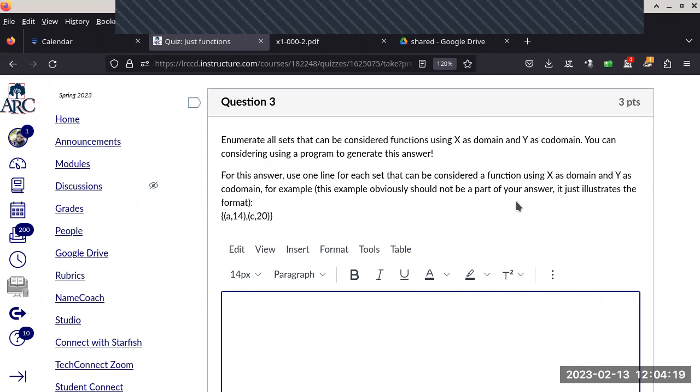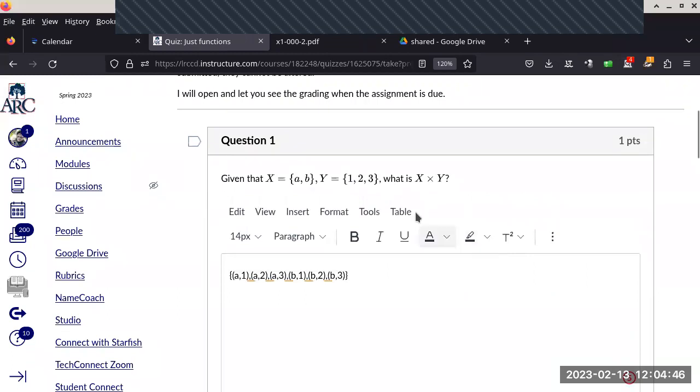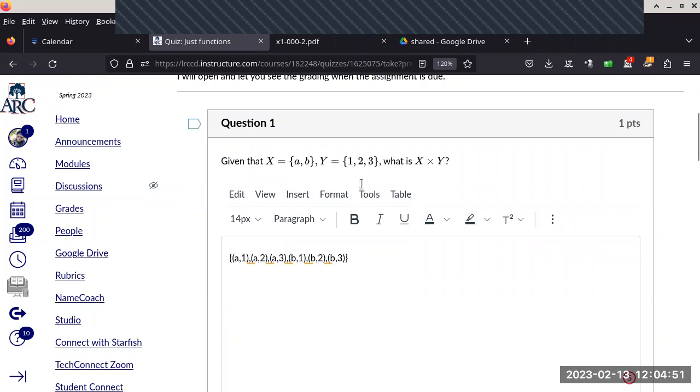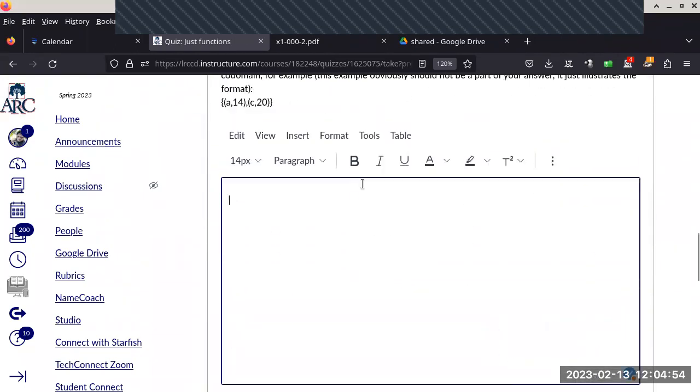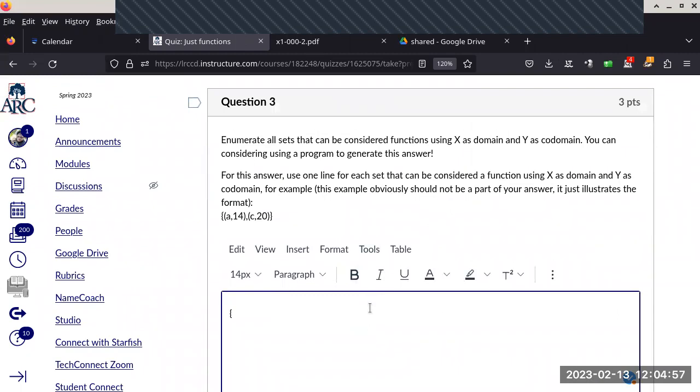For this answer, use one line for each set that can be considered a function using X as a domain and Y as codomain. The example in the question obviously should not be a part of your answer. It just illustrates the format: in curly braces, we have two tuples and so on. Now we're going to go ahead and enumerate every single one. Before we enumerate, we have to remind ourselves what the domain and the codomain are. In this case, we can go ahead and construct these functions, and each function is going to be in set notation.